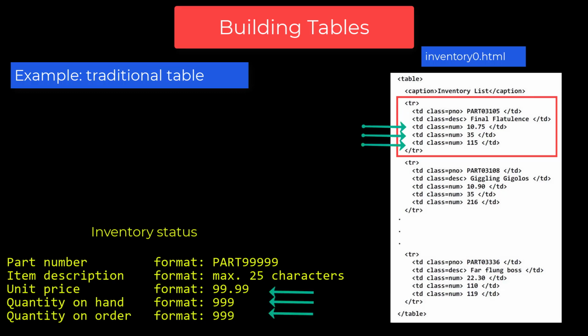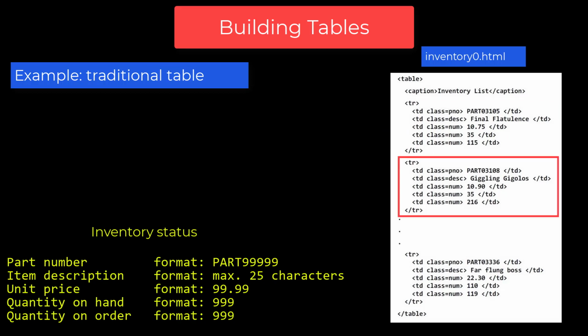The next 3 are class num, which remember is the unit price, quantity on hand, and quantity on order. So we repeat that, and there's several hundred items in the whole inventory.